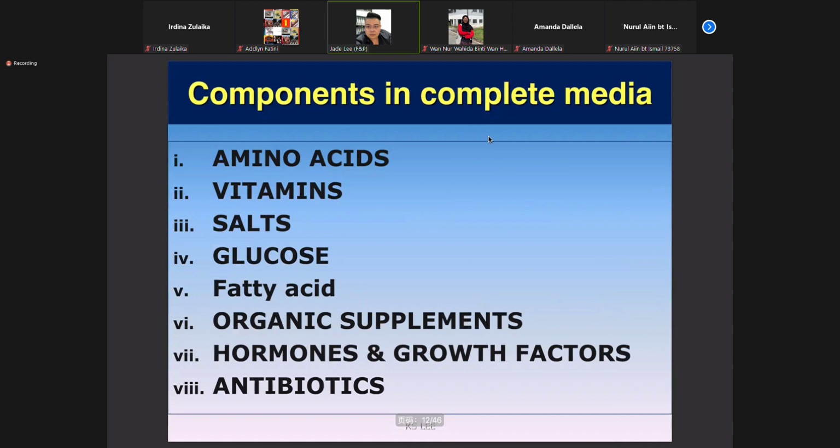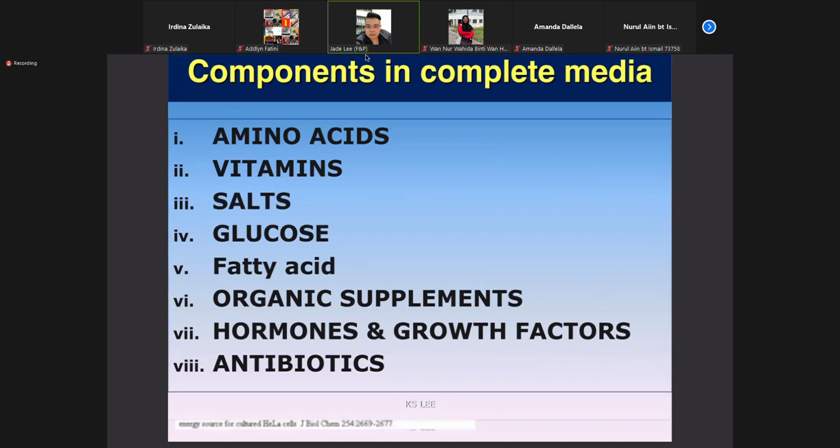So what other components are found in the complete media? What can you find in the complete media? First, you will have the amino acid, the vitamins, salt, the glucose, the fatty acid, the organic supplements, hormones and growth factors, and also antibiotics. And each of these components have its own role when you culture your cell line, right? Now we look at one by one.